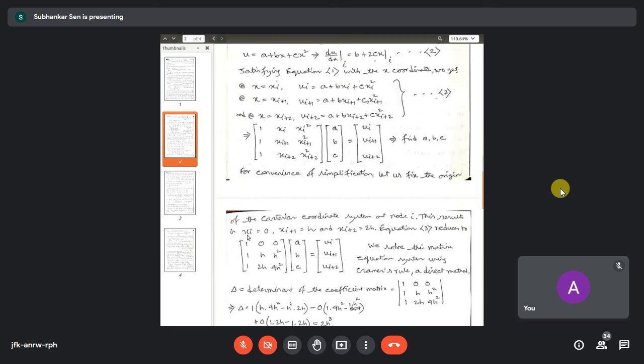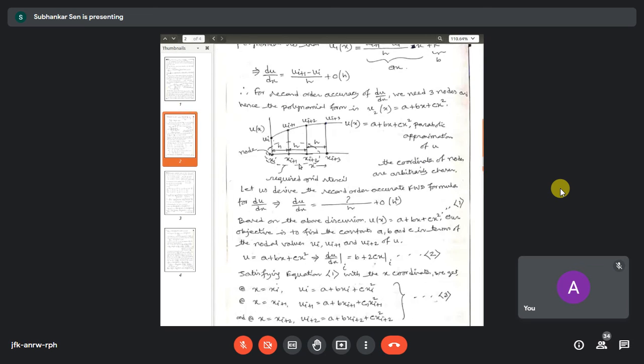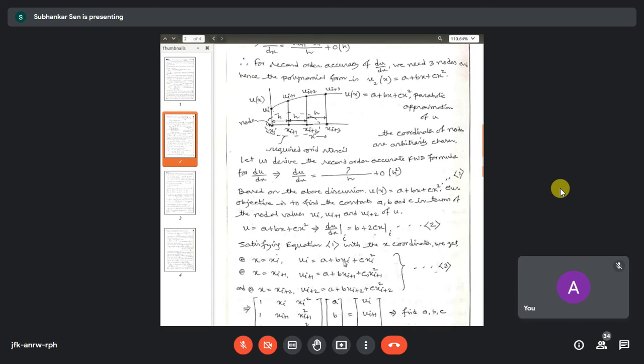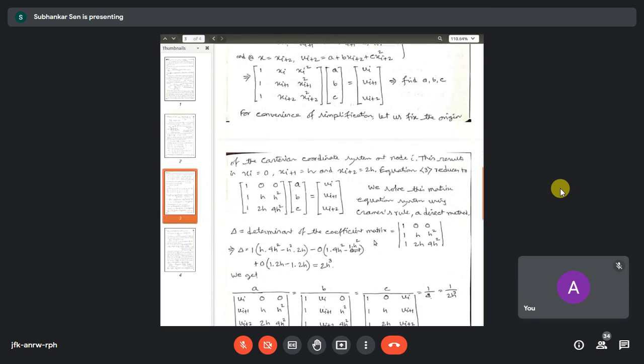If we put xi equals 0, then xi plus 1 equals delta x, and xi plus 2, since all the distances are measured from 0, will be 2 delta x, so it will be 2h. So with this simplification, wherever there is xi, you put 0. Wherever there is xi plus 1, you put delta x or h. And wherever there is xi plus 2, you put 2 delta x or 2h. And then you can make the simplification. Okay, so that we are doing here.